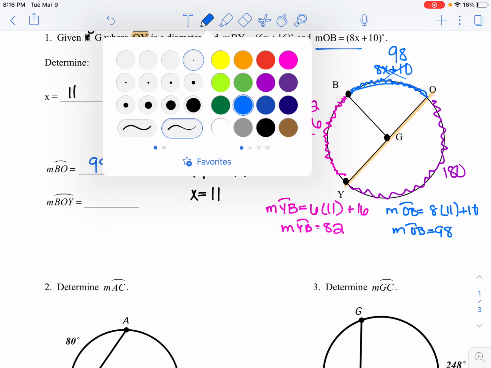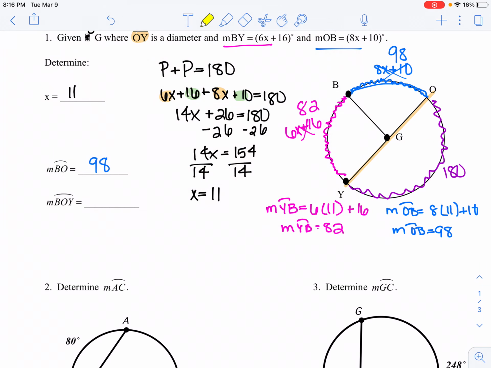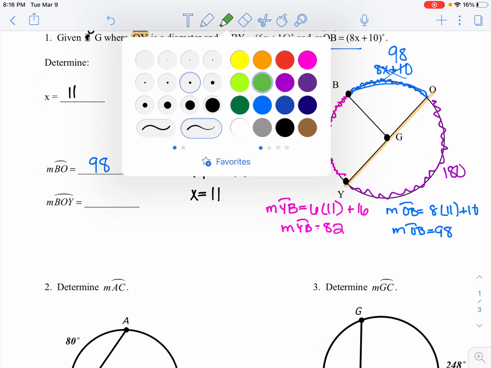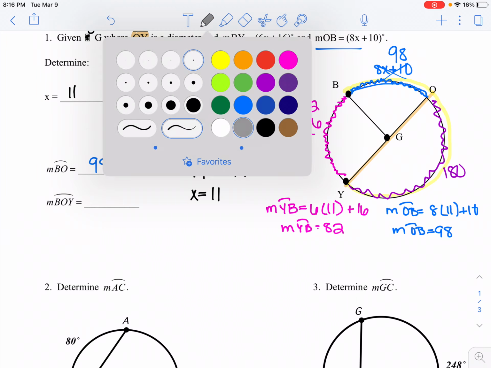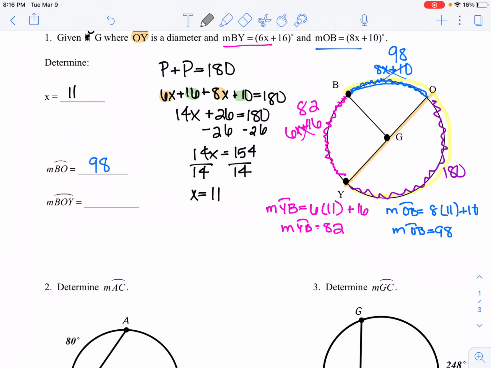Now, when you get into the measure of arc BOY, you have to start at point B, go in the direction of point O, and then end when you get to Y. So there are two arcs, two parts that are going to equal the whole. So we do part plus part, and that's going to equal our whole. In this case, it's going to be 278.